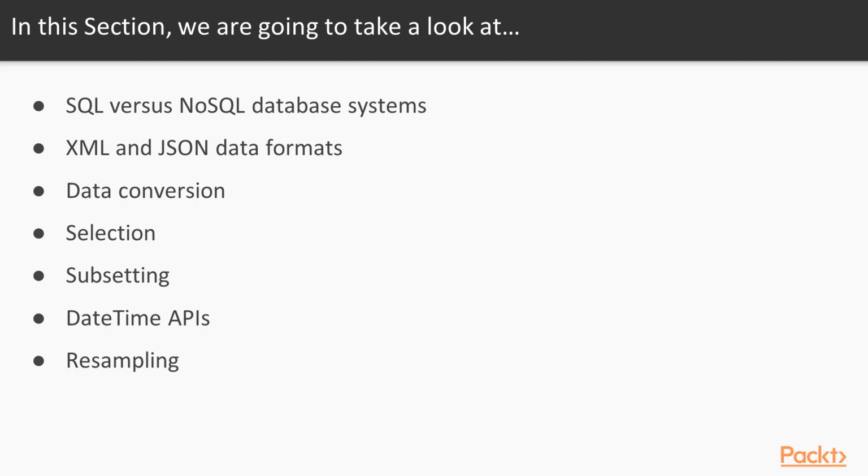In Section 6, we're going to talk about SQL and NoSQL database systems, some XML and JSON and how they relate to SQL and NoSQL. Then we're going to do data selection, data conversion, subsetting the data to slice it and get smaller pieces. And then we're going to cover the date-time APIs and how they factor in, as well as a little bit of resampling to get a different perspective on the data that you have.